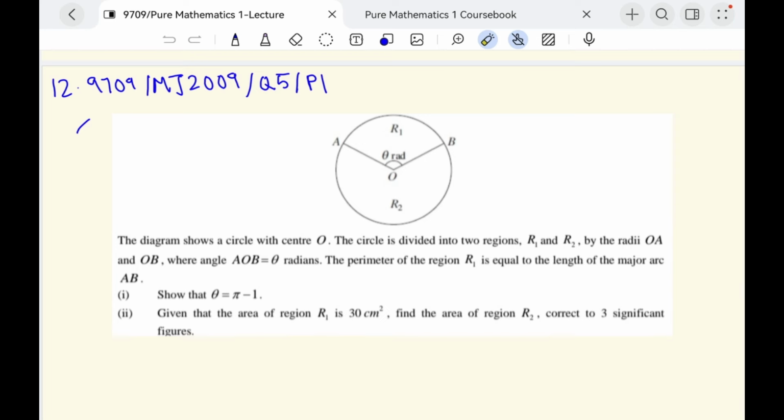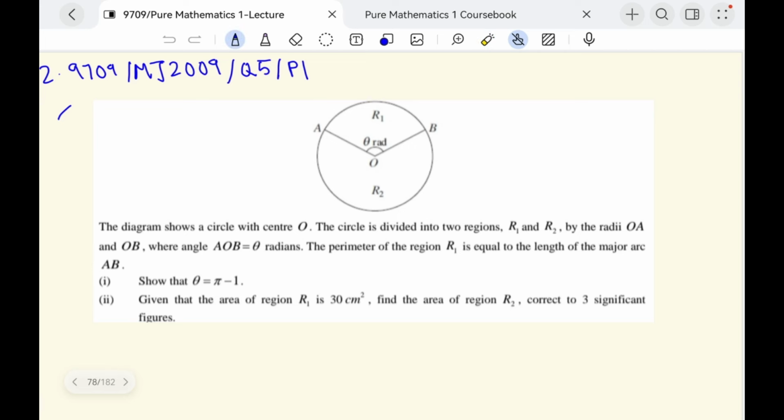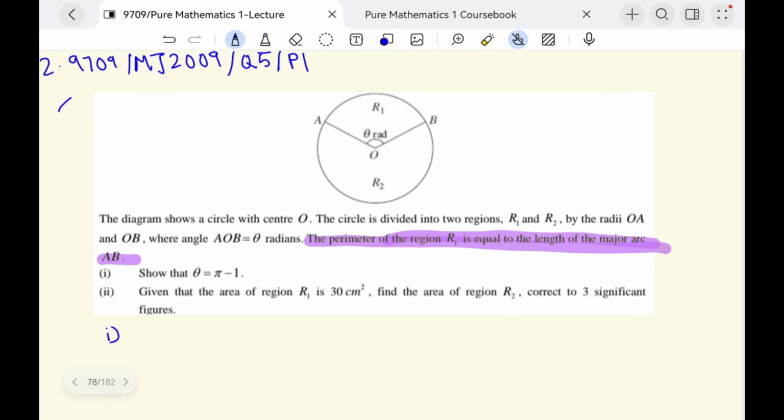So for the first part, show that theta equals pi minus 1. Usually for the first part, you need to use the information and relationship from this sentence. So let's solve the first part. Let R be your OA and also OB, correct?